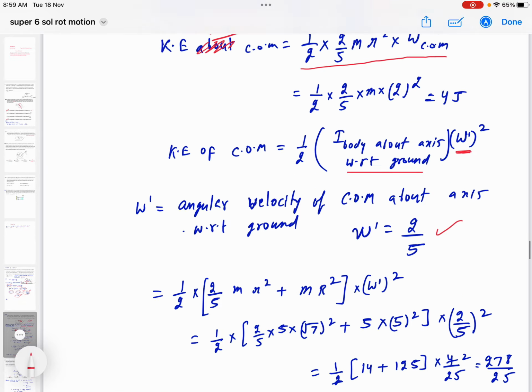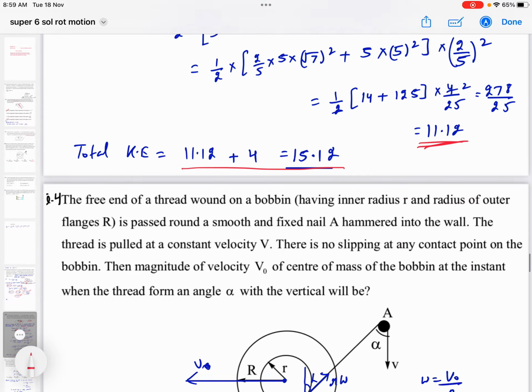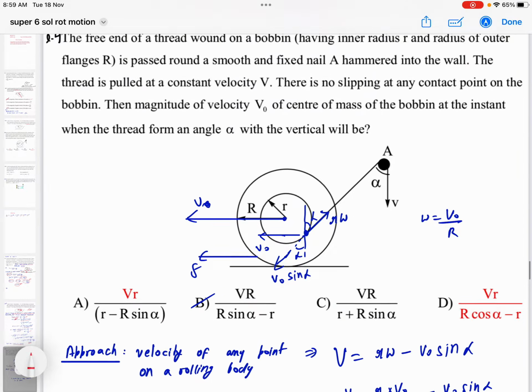So surely many students have made a mistake in that. Okay, try to rectify. Question number 4.